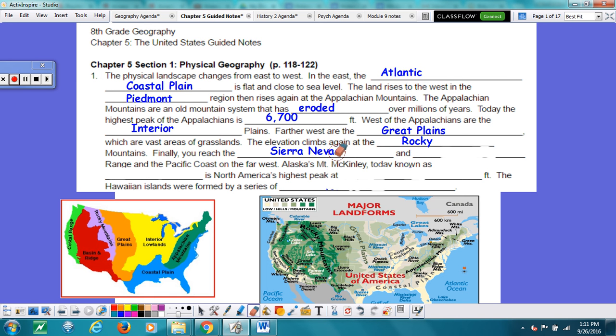And finally, when we hit the west, we can reach the Sierra Nevadas and the Cascade Mountains. The Pacific Coast Range is also out there. Alaska's Mount McKinley, also known today as Denali, is North America's highest peak at 20,320 feet. The Hawaiian Islands are also located in the west, and they were formed as a series of volcanoes. All right.